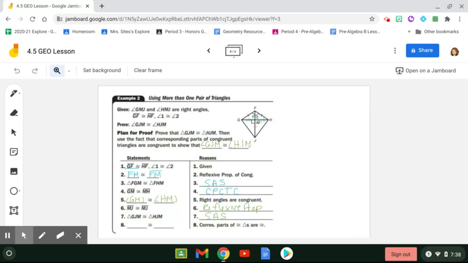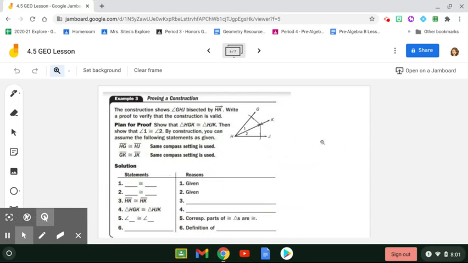Now that we have the triangles down at the bottom being congruent with one another, we can say that any corresponding parts will match up and be congruent. So now we can say what we're trying to prove by saying angle GJM is congruent. The last thing that we're going to be doing today is proving with a construction how CPCTC can work.